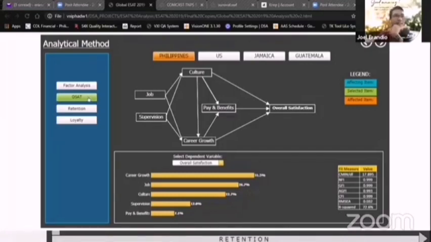Okay? So in here, sa structural equation modeling, you'll see the interrelationships of these predictors and the relationship of these predictors towards the overall dependent variable. And in this case, it is color-coded. So the one you selected is colored green, and then the affecting items, or the factors that directly affect, or have a direct effect to it, are colored blue, and then the affected item is colored orange. Okay?